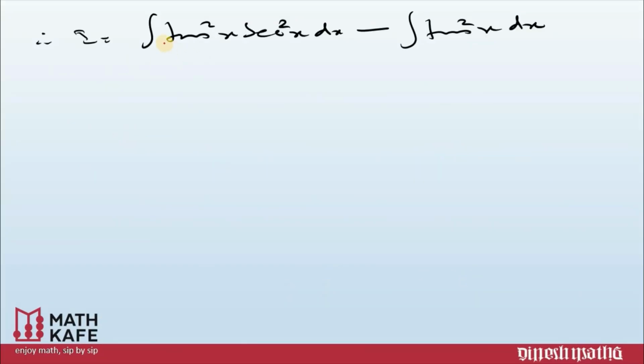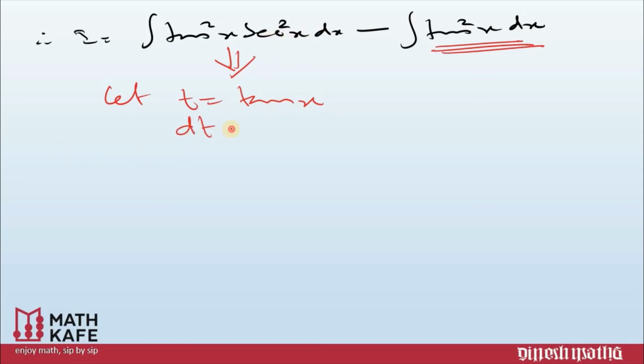Now we need to integrate tan square x sec square x as one part and the other will be tan square x. As we have seen, this part we can do by using the standard identity. And how do we integrate this part? Here we will choose substitution. Let t equal to tan x, because for the derivative of tan x we have sec square x already there, and you cannot take tan square x itself because that will not help you to get the derivative part. Therefore dt will be equal to sec square x dx.